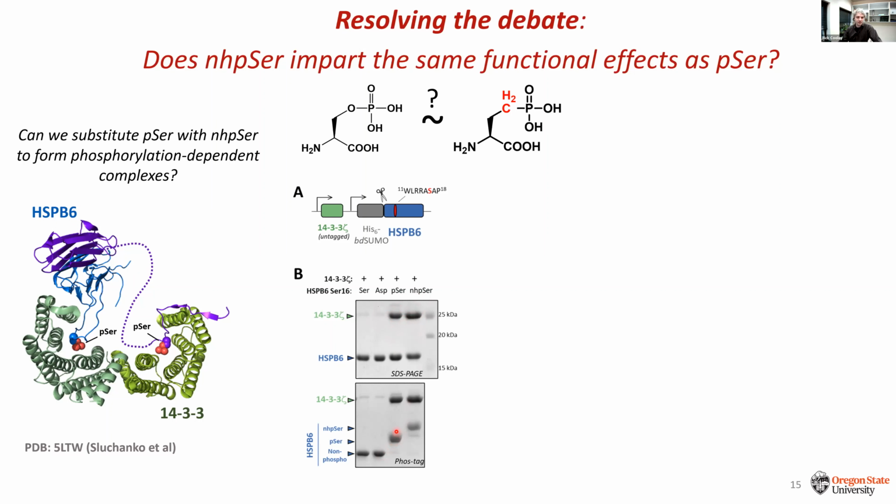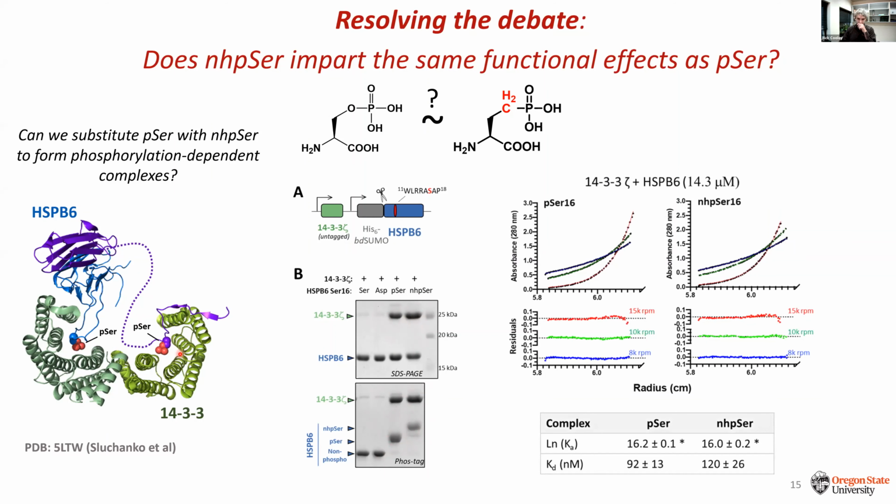By Phos-tag gel, you can see we were getting good encoding of phosphoserine and the non-hydrolyzable phosphoserine. And so we took these complexes that we had purified and asked, how stable are they? What is their dissociation constant? And so by equilibrium analytical ultracentrifugation, we measured the dissociation constant of the two complexes and showed that they both had statistically indistinguishable KDs of around 100 nanomolar. And so from this, we were excited to conclude that, in fact, at least in the case of 14-3-3, non-hydrolyzable phosphoserine does recapitulate the functional effects of phosphoserine.